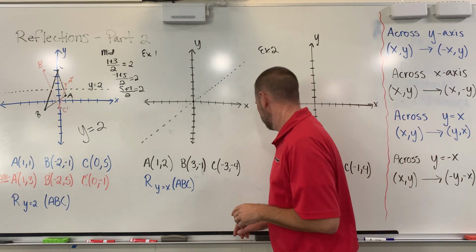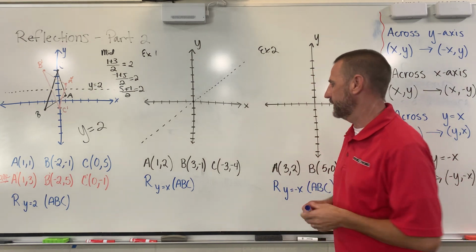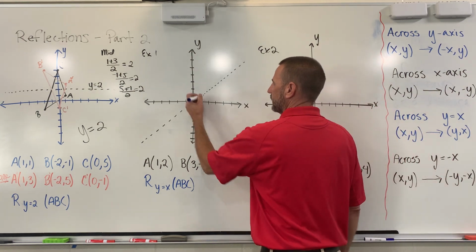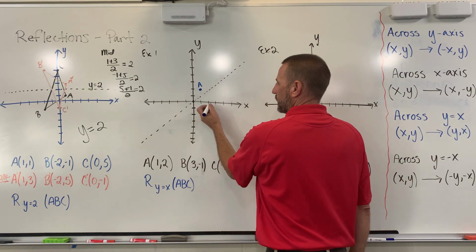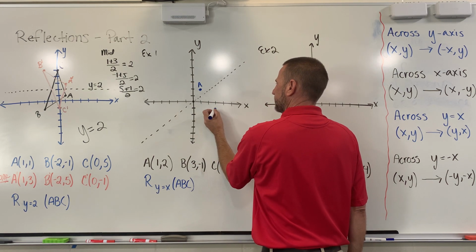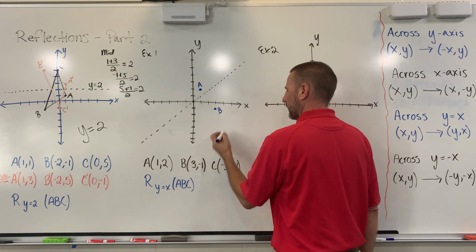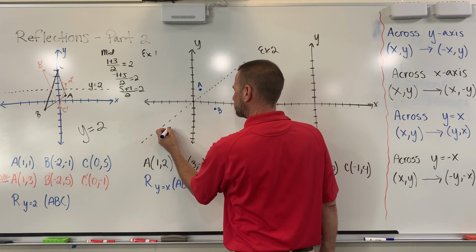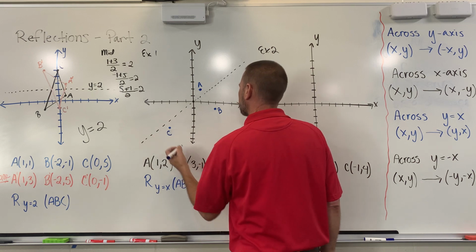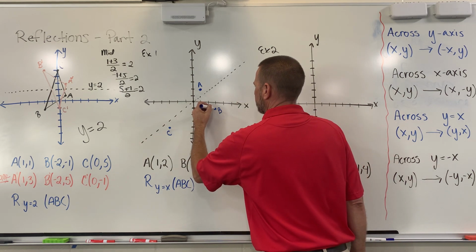Let's plot the pre-image. So it says 1, 2, that's here. 3, negative 1. Negative 3, negative 4. All right, so I'm going to connect this up.